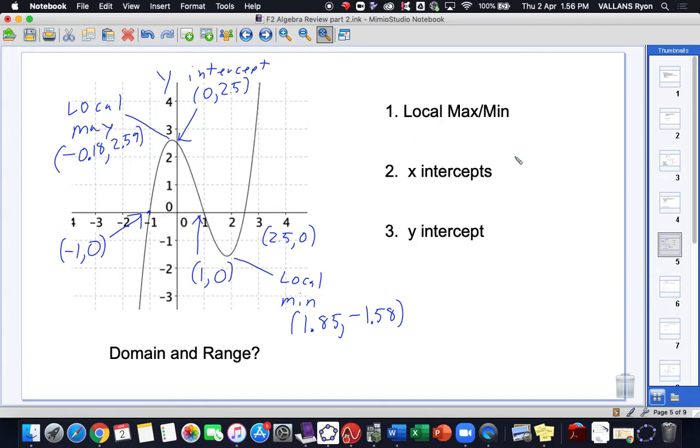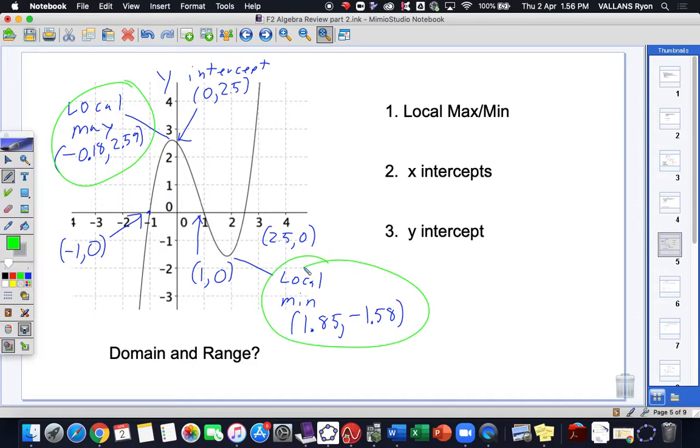This is what you should have ended up with. If you did your local maxes correctly, then you should have gotten a local max at (-0.18, 2.59) and a local minimum at (1.85, -1.58). If you're trying to find the x-intercepts, they should be at 2.50 here, this one should have been (1, 0), and this one should have been (-1, 0).